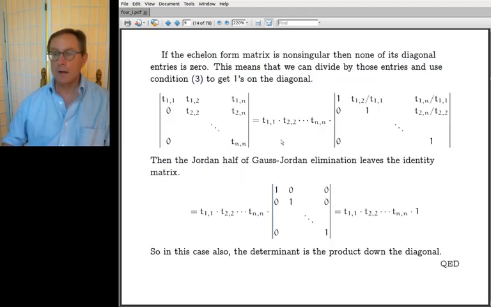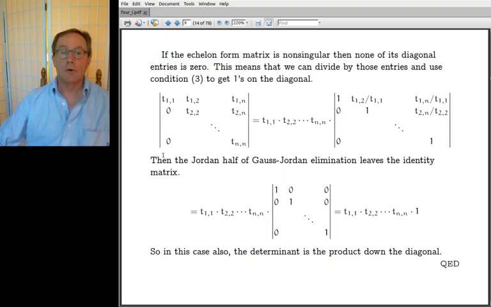Okay. On the other hand, if the echelon form matrix is non-singular, then none of its diagonal entries is 0. So you're looking at something like this. Remember, the vertical bars on the matrix mean determinant. So you use the condition that allows you to bring out T11 from the first row, T22 from the second row, all the way out to TNN from the last row. You'll remember that when you bring out T11 from the first row, it multiplies the entire determinant by T11. T22 multiplies the entire determinant by T22, and so on.